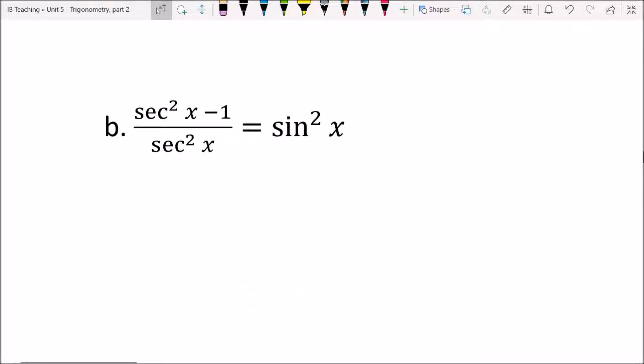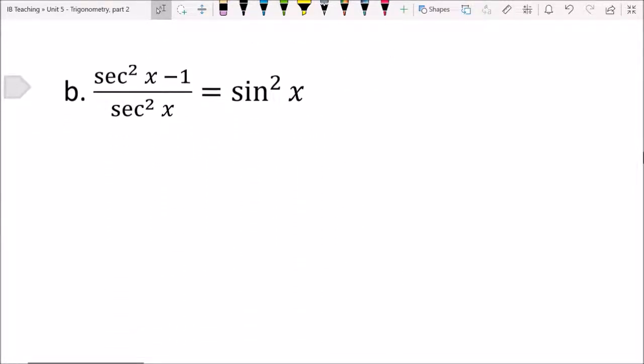Hey, a more interesting one. How about that? All right, now we get to have a little bit of fun. So what I notice in this one, if I start on the right-hand side, there's not very many different things I can do. The only thing I could do is switch sine squared out for 1 minus cosine squared. On the left-hand side, this thing looks to me like possibly it relates to an identity, so I want to investigate that first.